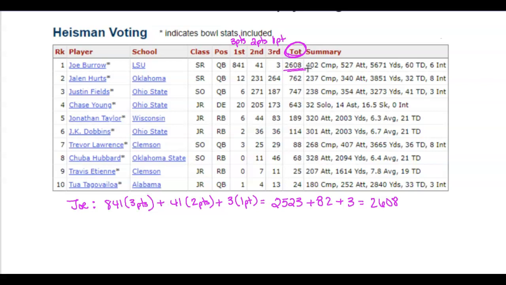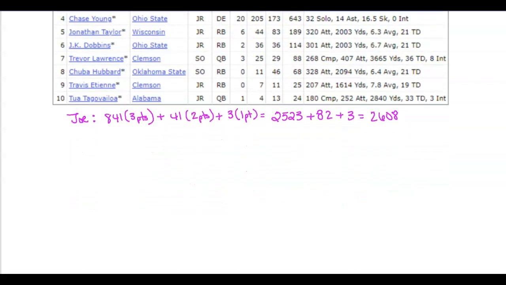And this is how the Heisman Trophy is voted upon. They use a preference ballot, and then those preferences are assigned point values according to the places, and then we get a total, and the person with the highest total wins. So let's look at another example.